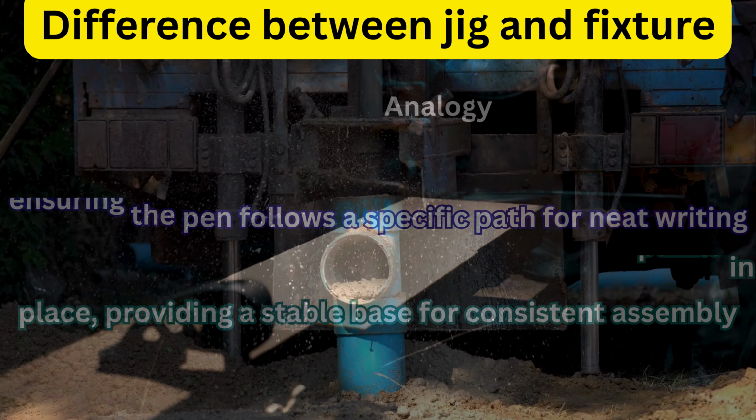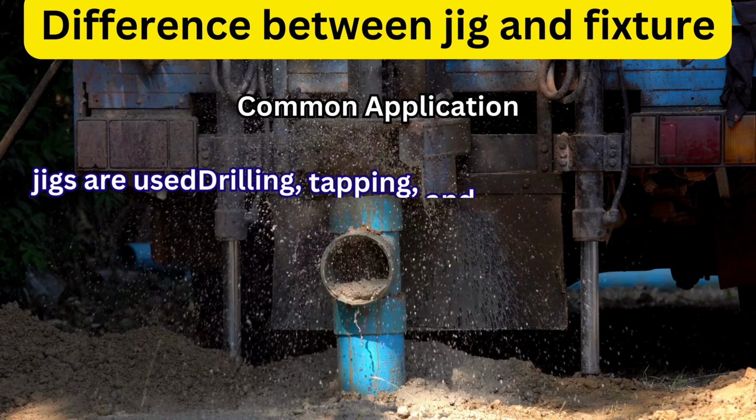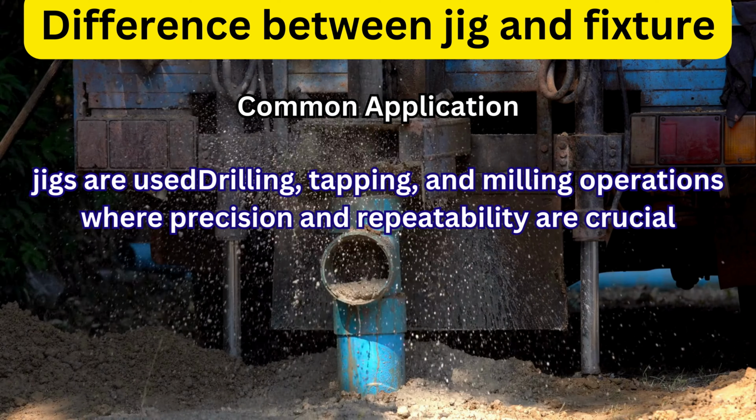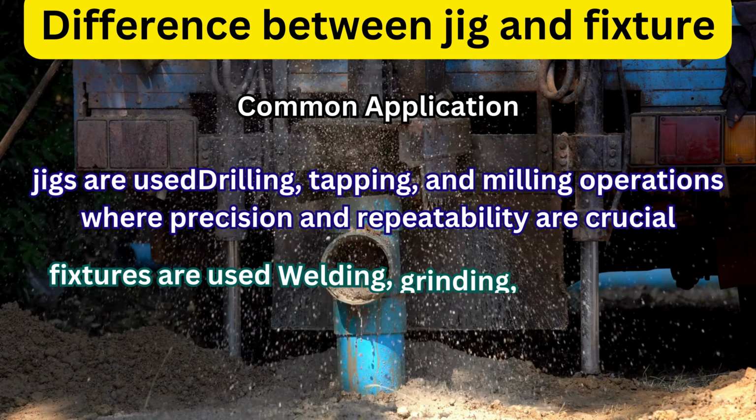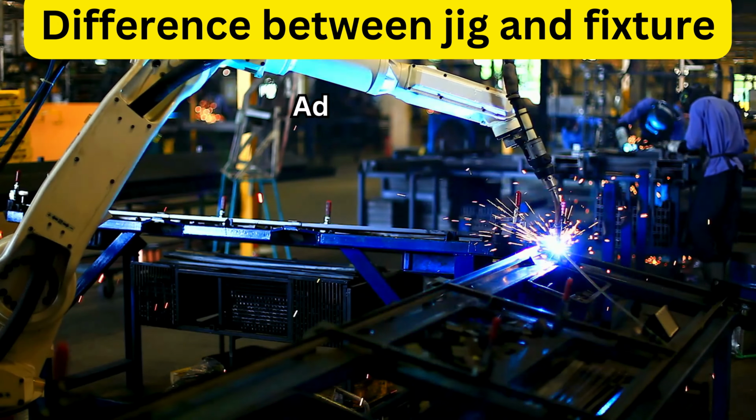Common application: Jigs are used in drilling, tapping, and milling operations where precision and repeatability are crucial. Fixtures are used in welding, grinding, and assembly operations where stability and a fixed setup are essential.